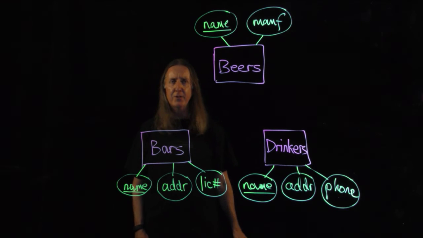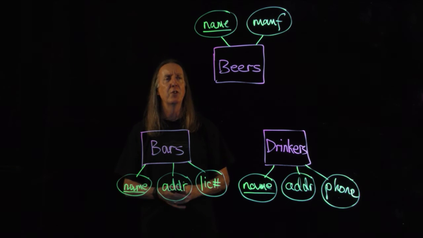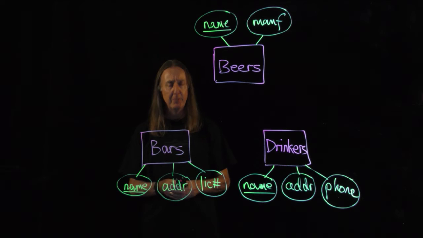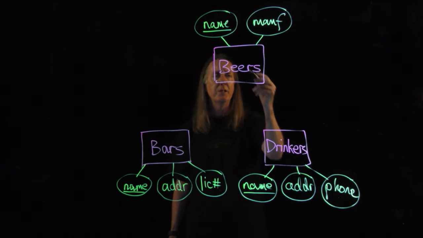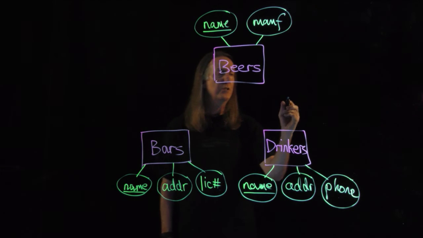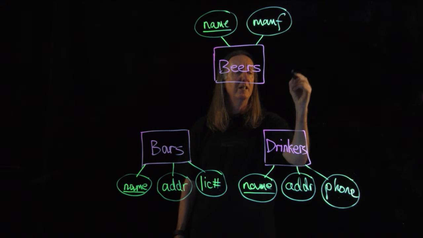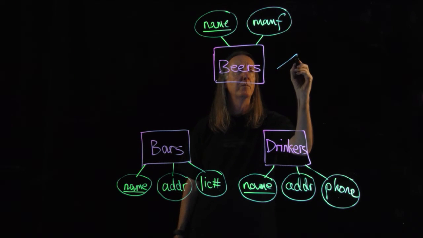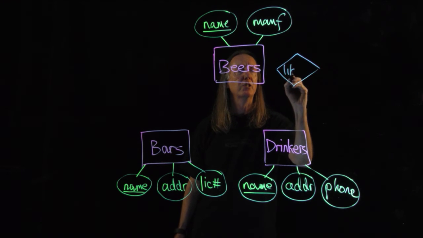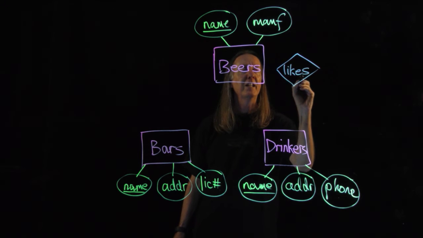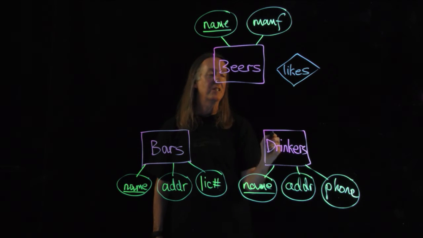Okay, looking at the requirements, I think that pretty much covers all of the entities in the system. Now let's take a look at relationships. One relationship is between beers and drinkers, and that relationship is related to the fact that drinkers like particular beers. So we'll have a likes relationship. The fact that it's called likes doesn't mean beers like drinkers.